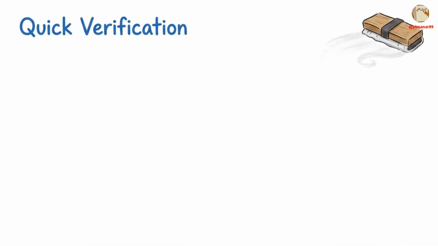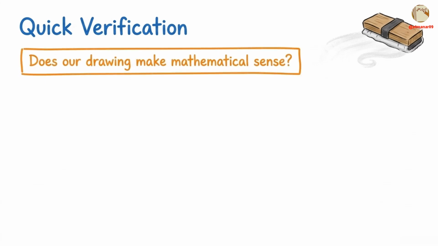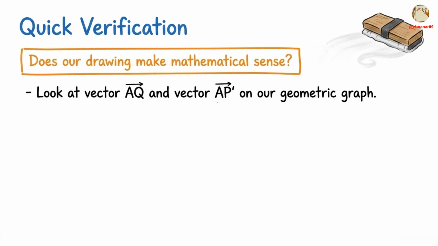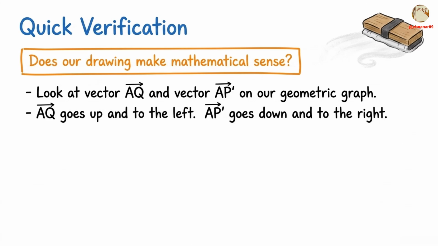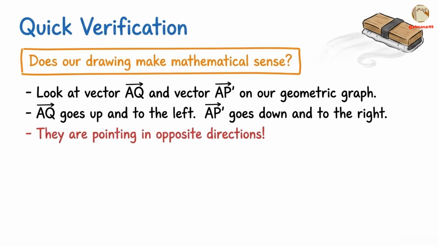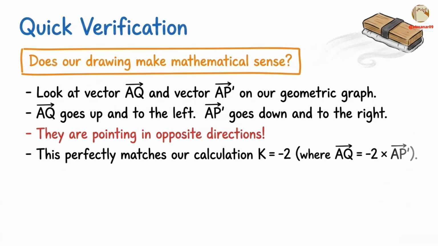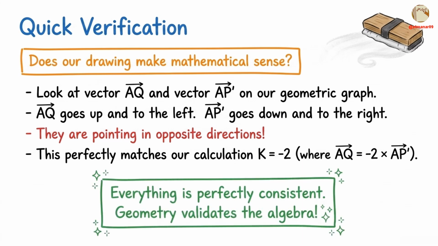Let's do one last verification. Does our drawing match our math? Look at vectors AQ and AP prime. AQ goes up left, while AP prime goes down right. They are pointing in opposite directions. This is exactly what our ratio k equals -2 told us. Vector AQ equals -2 times vector AP prime. Everything is perfectly consistent. Geometry is just algebra you can see.